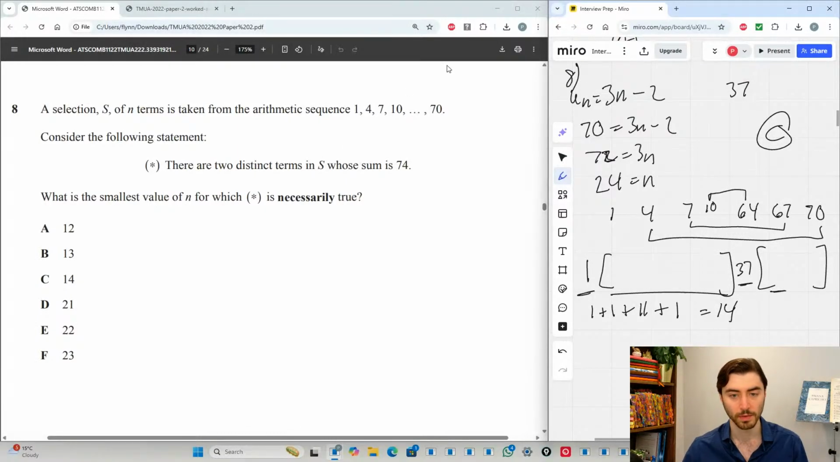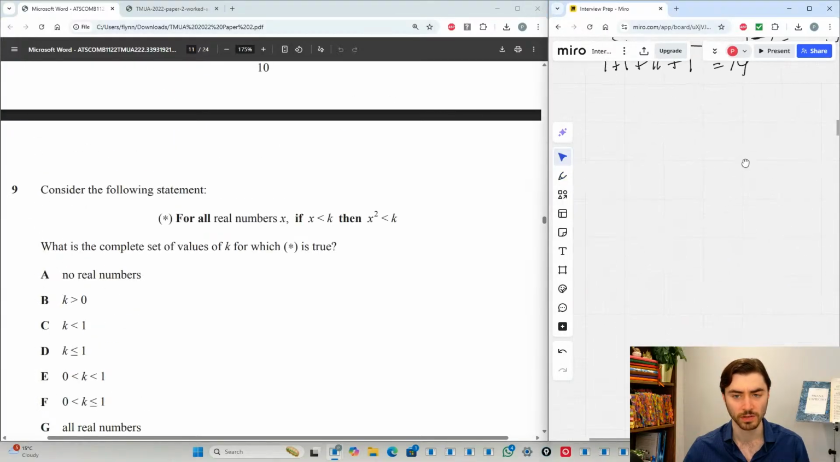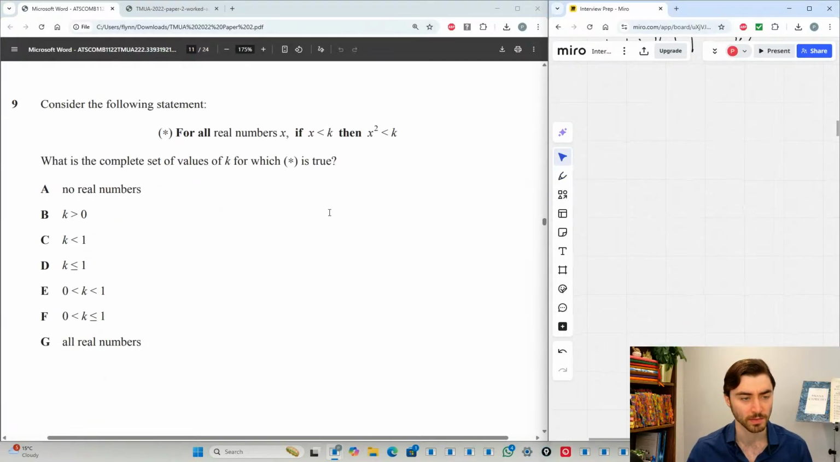How am I doing on time? 56 minutes. Okay. I think I got that right, and that felt like a good solve. I'm pleased with that. That's giving me some confidence boost. Question 9.